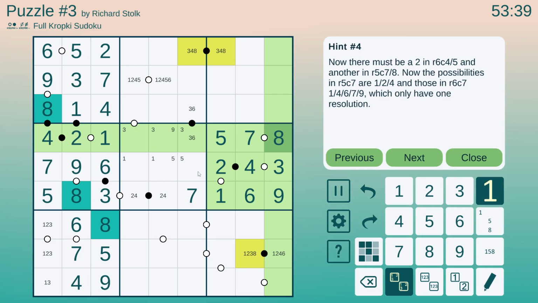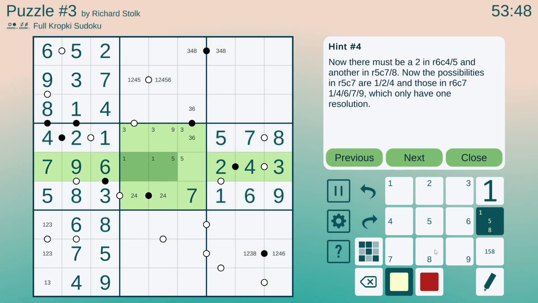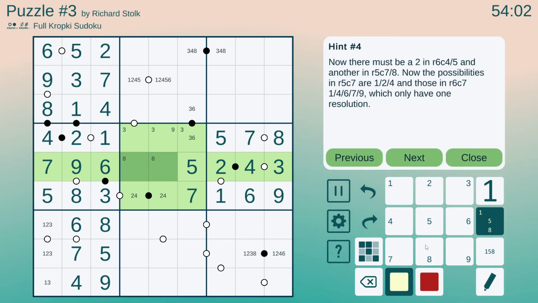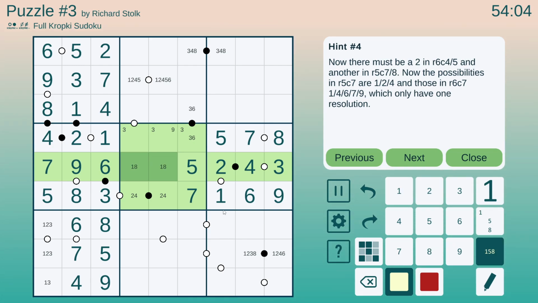1, 2, 3, 4, 5, 6, 7, 8, 9. 8, which can't go next to 7. So now I think 5. Right, this can't be 1 or 8. Yeah, that's got to be a 5. This becomes a 1, 8 pair, which would decide the parity of this 2, 4, which is interesting.